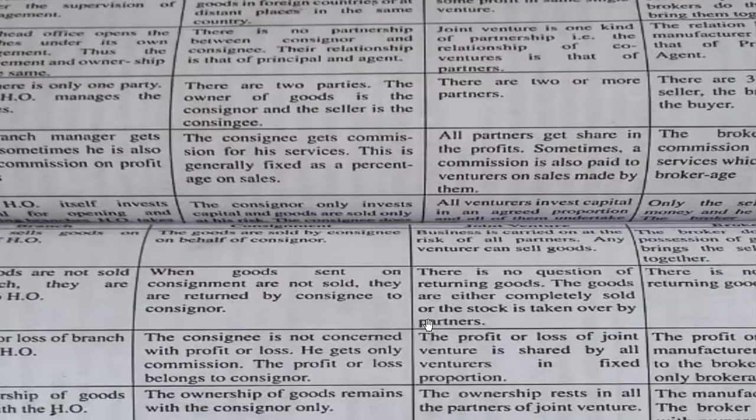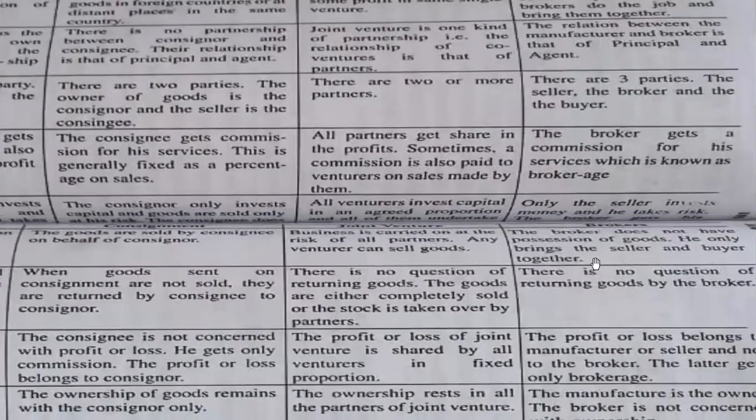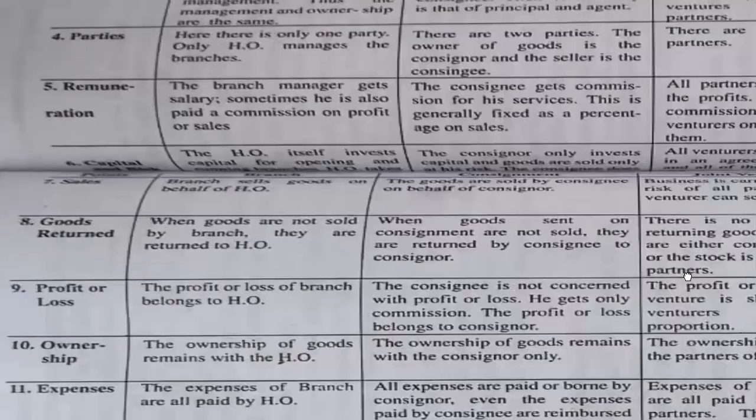In joint venture, business is carried at the risk of all partners. Any venturer can sell goods. The broker does not have possession of goods. He only brings the seller and the buyer together. He is not able to sell anything.